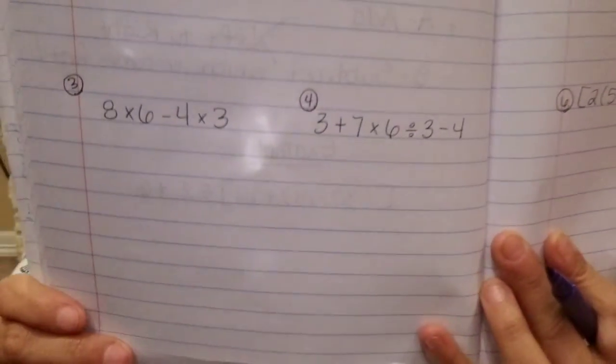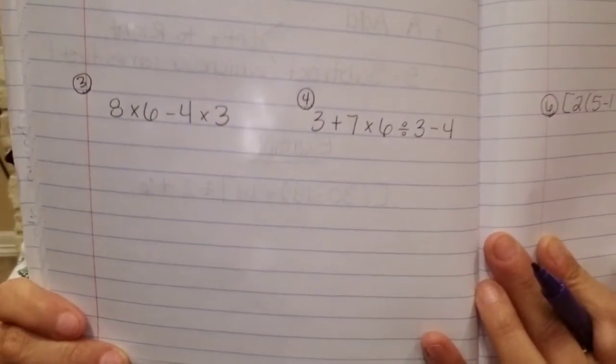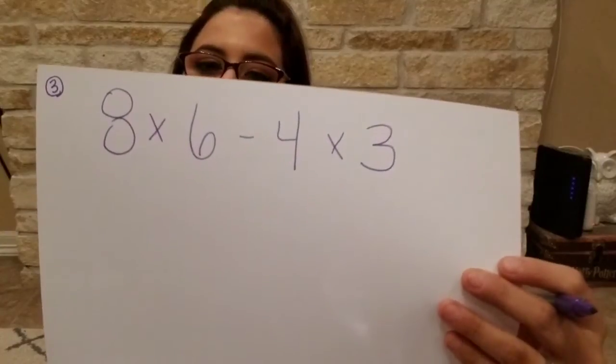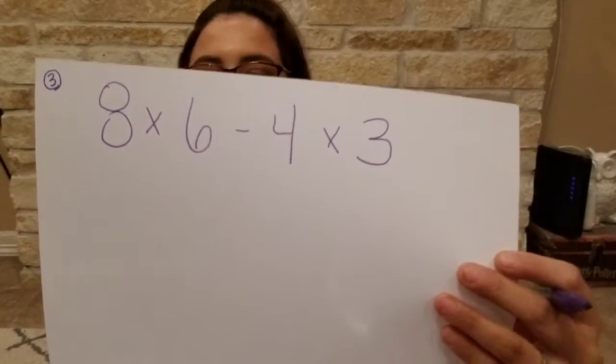I'm going to go ahead and show you example number 3 and number 4 to write down. Remember, pause it if I'm going too fast and write them down. All right, so here's equation number 3. 8 times 6 minus 4 times 3. Okay, no parentheses, no brackets, so I don't need to worry about that. Now, all I'm worried about now is multiplication, division, addition, and subtraction.